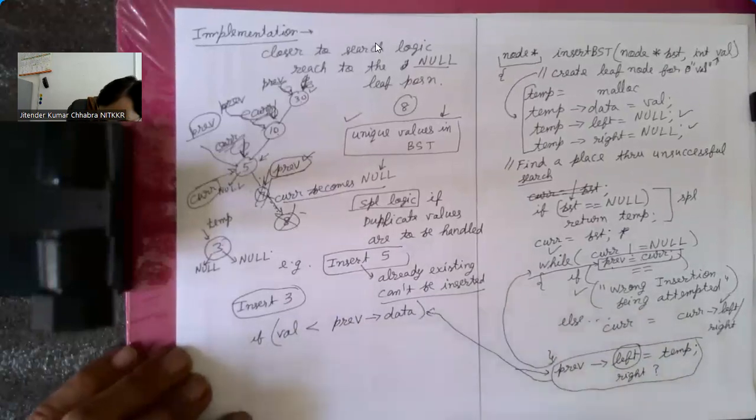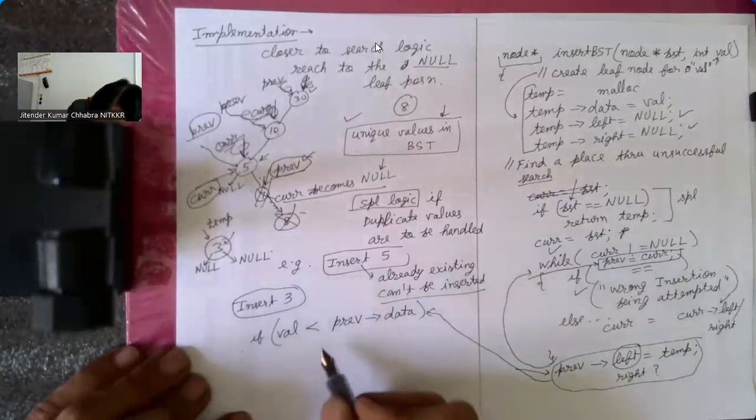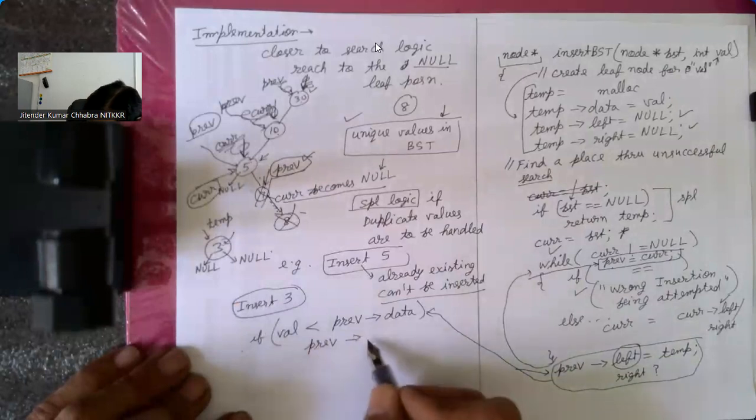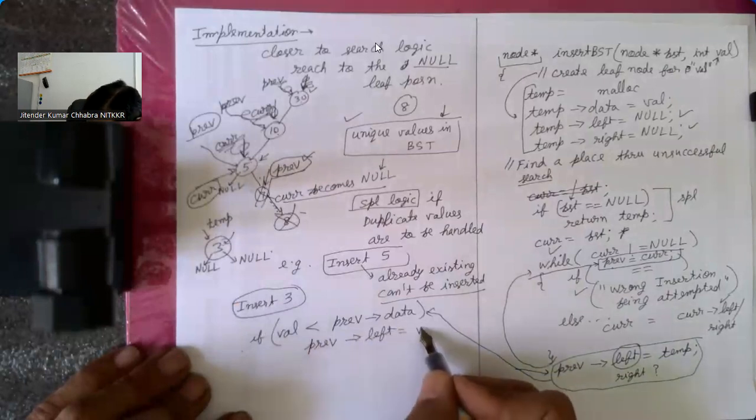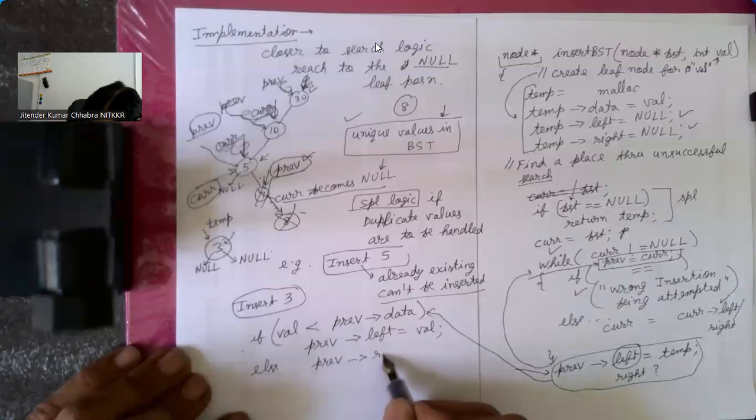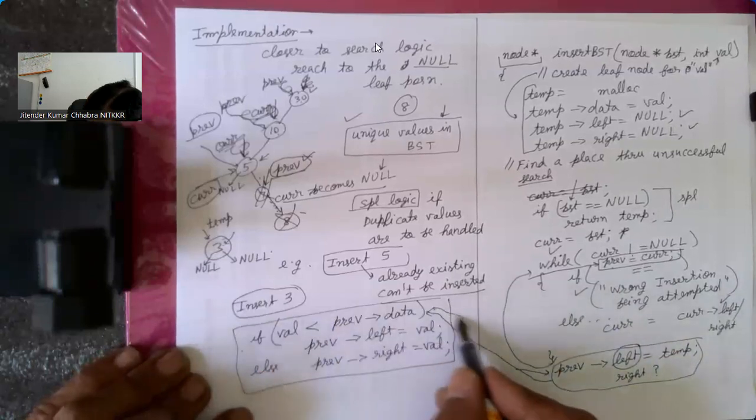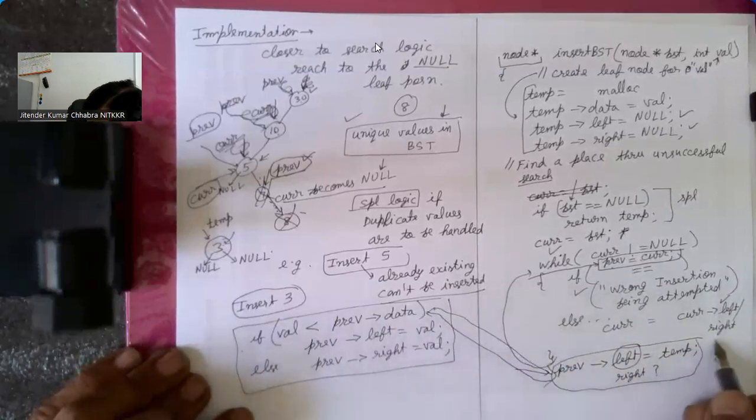So I can compare: if val is less than previous arrow data, meaning if 3 is less than 5, then this node is supposed to become the left child. That will mean I will write previous arrow left equal to val. Else, obviously, previous arrow right equal to val. So this code can be directly used in this situation. Instead of writing this, I will write this.